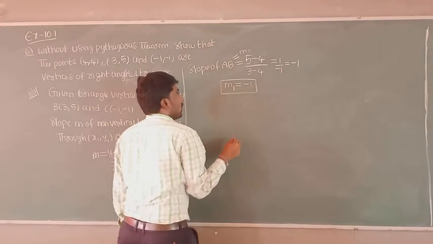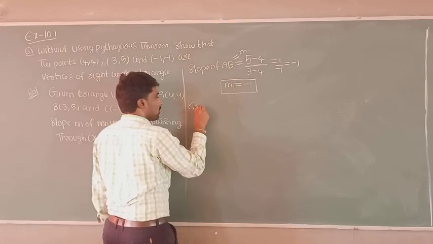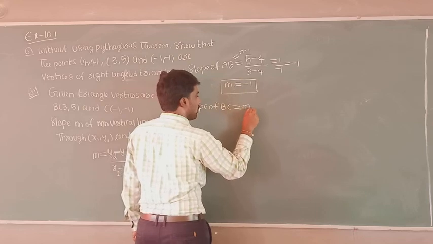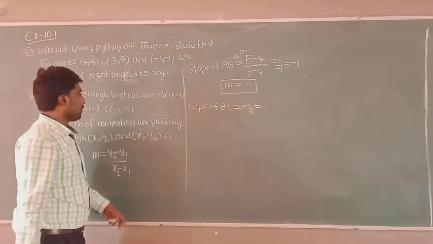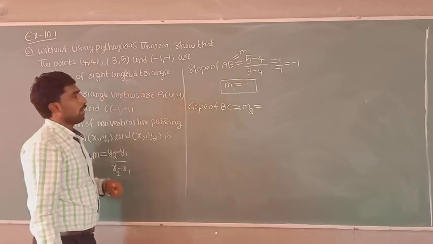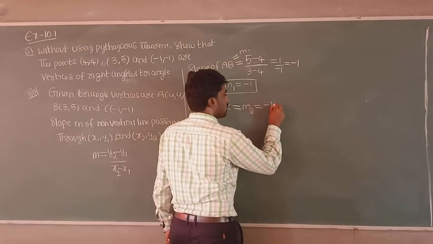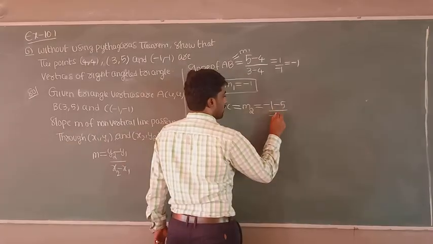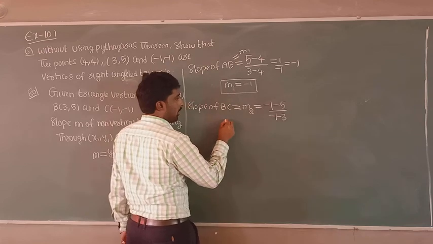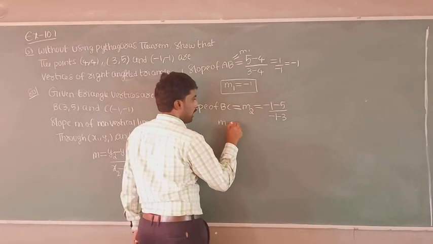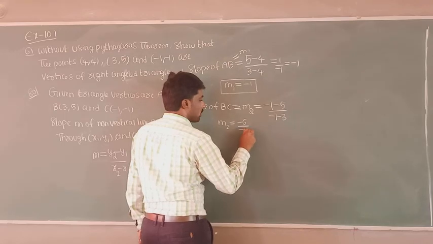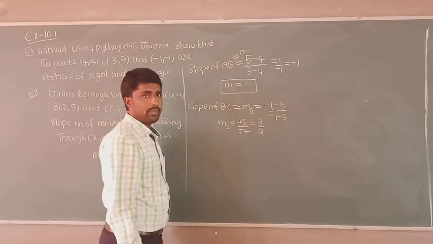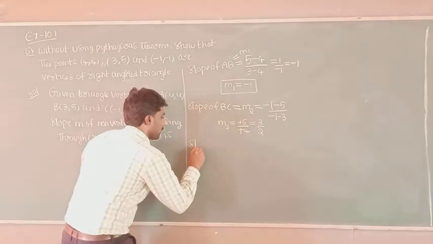Now the slope of BC, which is m2. y2 minus y1. What is y2 here? Minus 1. What is y1 here? 5. So y2 minus y1 is minus 1 minus 5, by x2 minus x1, minus 1 minus 3. So finally m2 equals minus 6 by minus 4. The minus signs cancel, and I get 3 by 2. Is it clear, everyone?